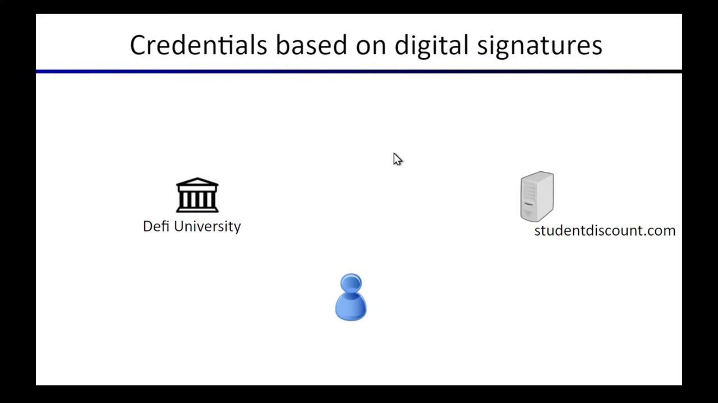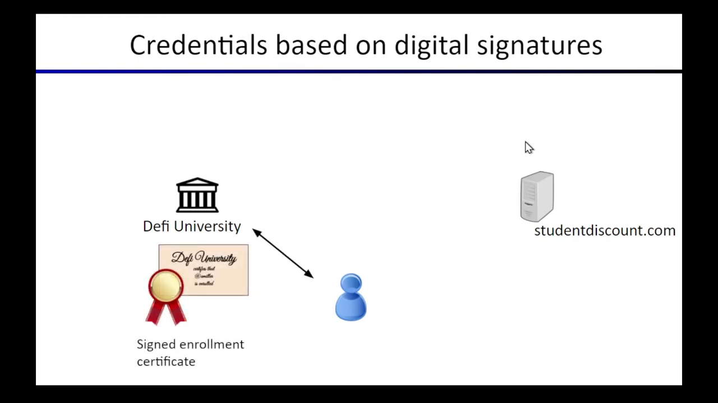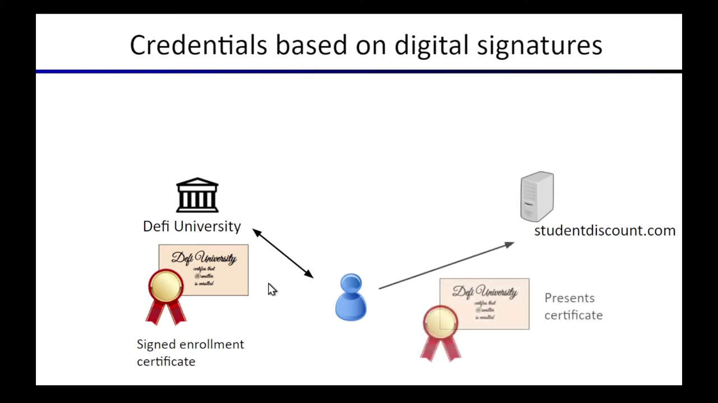Now this is in the context of using the fact that I'm enrolled in the DeFi course in order to access some discounts on some website. Well, a DeFi course would definitely want to make use of technology like digital signatures. So what they might do is issue me a signed enrollment certificate that says that I'm enrolled at a certain time. And it would come with a digital signature that can only be made from the DeFi University administrators.